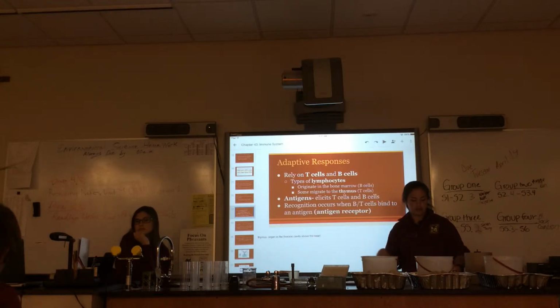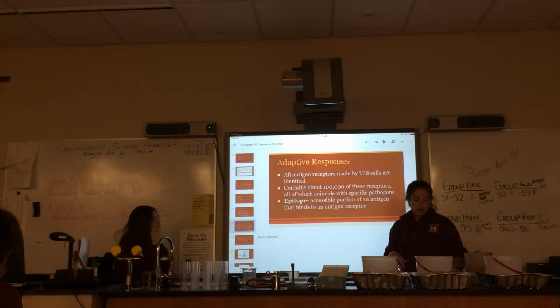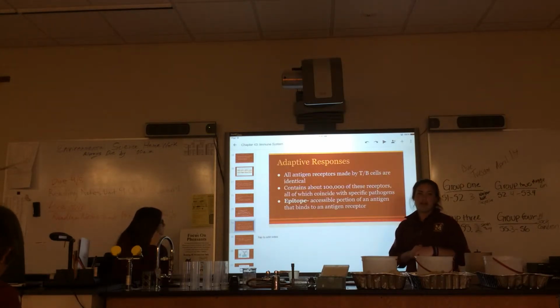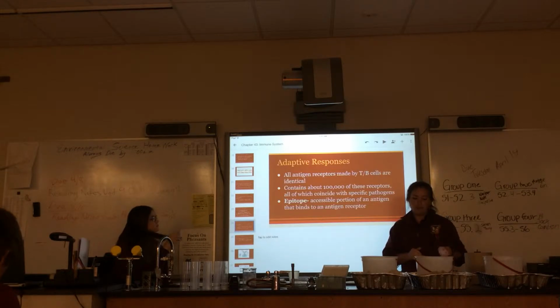I'm going to talk more about it. All antigen receptors made by a given T or B cell are exactly identical. These contain about 100,000 receptors, which coincide with a specific pathogen. And then an epitope. An epitope is the accessible portion of an antigen that binds to an antigen receptor. I'm going to give you an analogy for that.